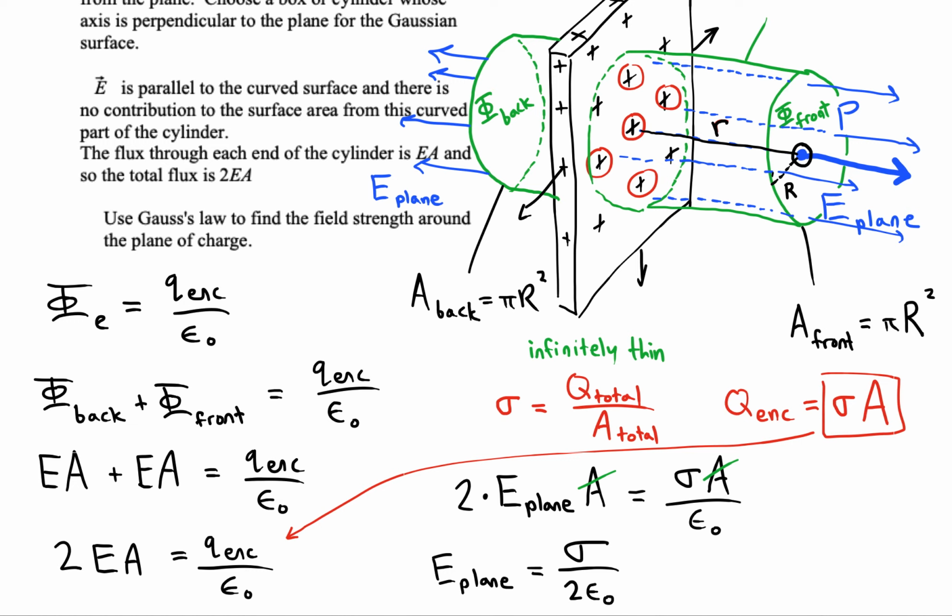And we get that. This is an interesting and perhaps hard to understand result. What the formula says is that the field due to the plane doesn't depend on the distance that point P is from the plane. The field strength will be the same regardless. It only depends on the charge density of the plane. That's how many coulombs are on a square meter, for example. And it depends on the permittivity constant. That's it.